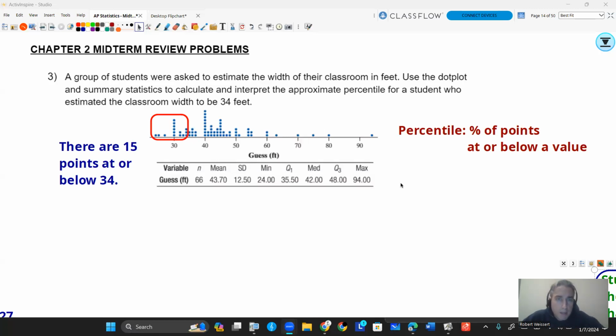So I circled the ones that counted 34 and below. That's going to give me 15 points. You got to divide that out by the total number of people. And where do you get that number? Well, you can count them all, but you don't have to in this case because it's right there. So n is going to be your total number. Just 15 divided by 66 will give you 0.227. Now from there, you're going to want to throw that into a percent. And generally with percentiles, we stick with whole percents. We don't really want to deal with points on those. So what I'm going to say is something like this.